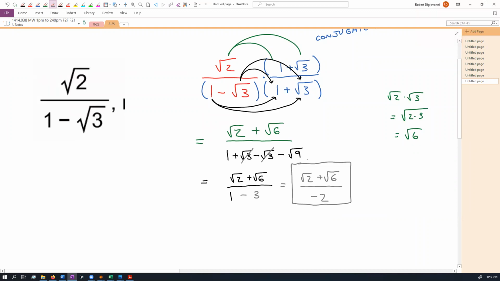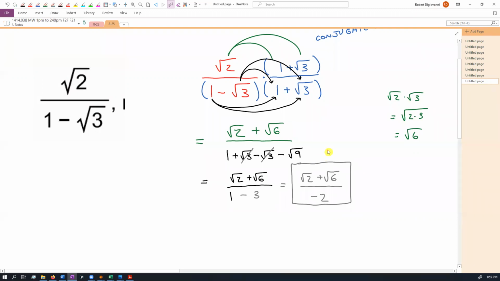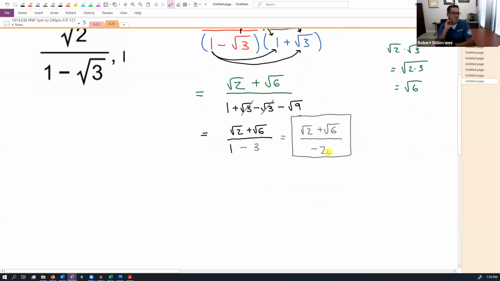For the numerator, could we have combined root 2 and root 6 into root 8? Yeah, can you? I don't know. Can you? Great question. Good question. So let's try and convince ourselves whether or not we can. All right. So the question that's being asked is, can root 2 plus root 6 become root 8?